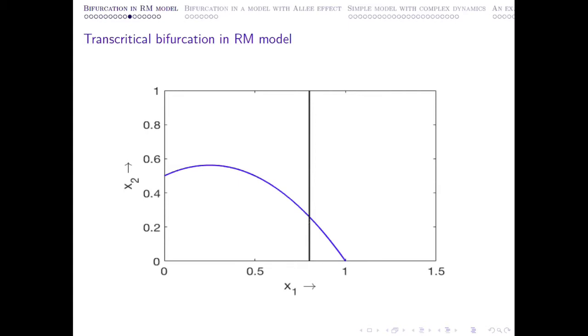And for further change in beta value, as you have seen in the bifurcation diagram, for beta greater than 0.6 you have a coexistence equilibrium point. So the line moves from this position to this position once you increase the value of beta above 0.6.